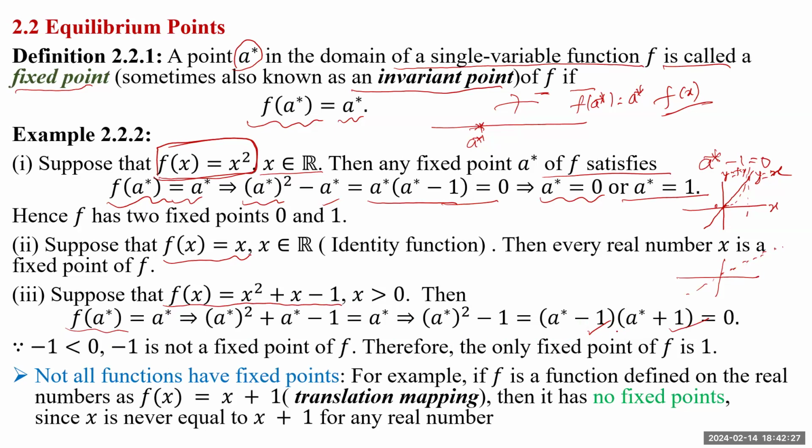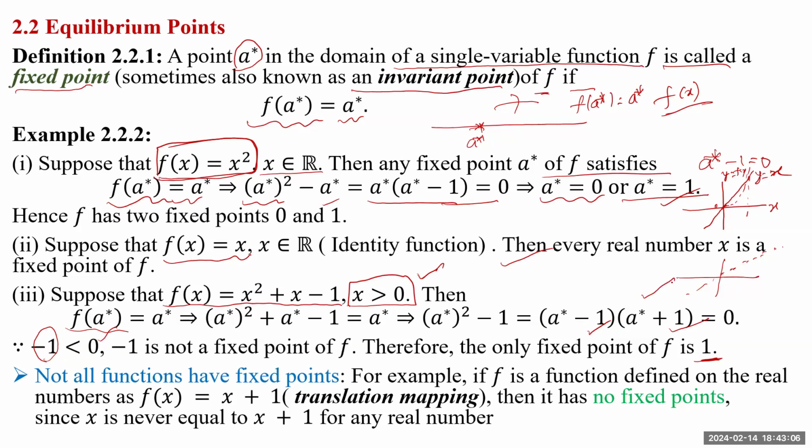But here you have to see, basically this function has two roots. But under the condition x is greater than 0, we have to neglect the minus 1, because minus 1 is less than 0, and your points should be greater than 0 because of this condition. So that's why there is only one fixed point, that is 1. So in the first one there are 2, in the second one an infinite number of fixed points, and in the third one only one fixed point.